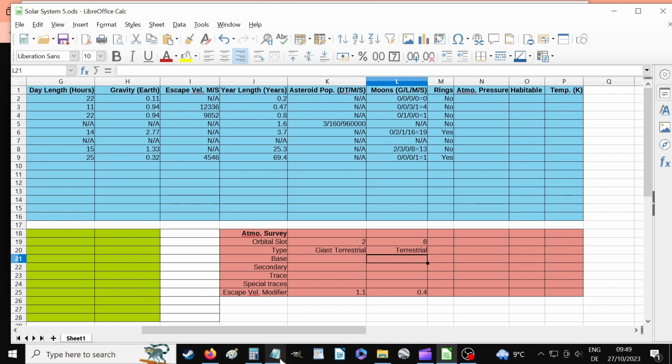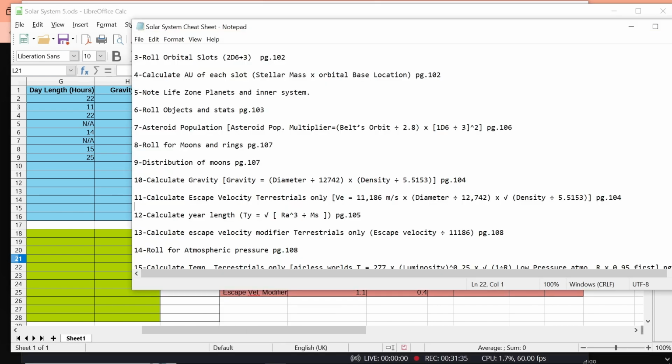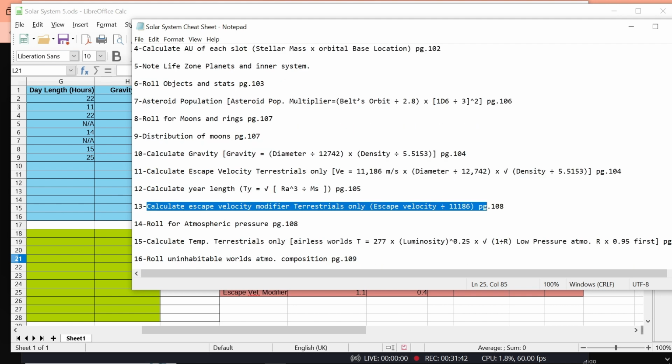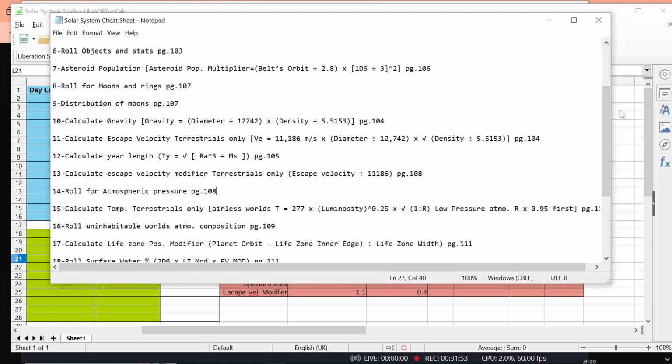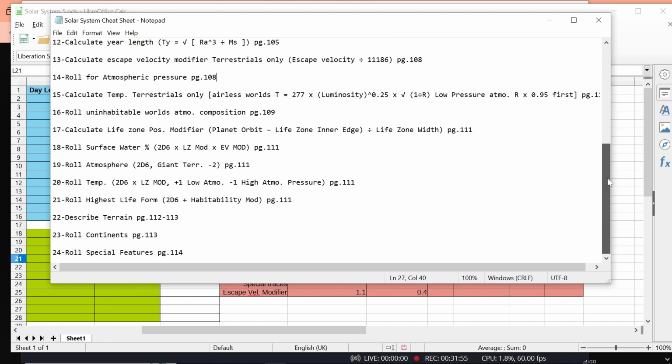So those are all of the escape velocity modifiers. Calculate year length. We've done this one. We move on to number 14. Roll for atmospheric pressure actually brings us to the end of this video. The rest of it will be done in the last video. We will do from here, roll for atmospheric pressure, down, and fill out the rest of our fields.